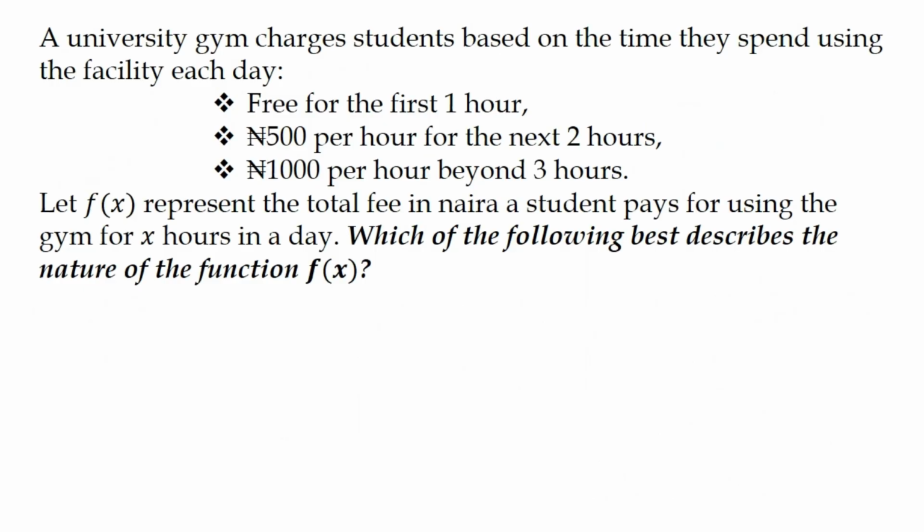A university gym charges students based on the time they spend using the facility each day. Free for the first 1 hour, it's $500 per hour for the next 2 hours, and $1,000 per hour beyond 3 hours. Let f(x) represent the total fee in Naira a student pays for using the gym for x hours in a day. Which of the following best describes the nature of the function f(x)? This setup uses different cost rules depending on how many hours the student spends, which reflects the structure of a piecewise-defined function.